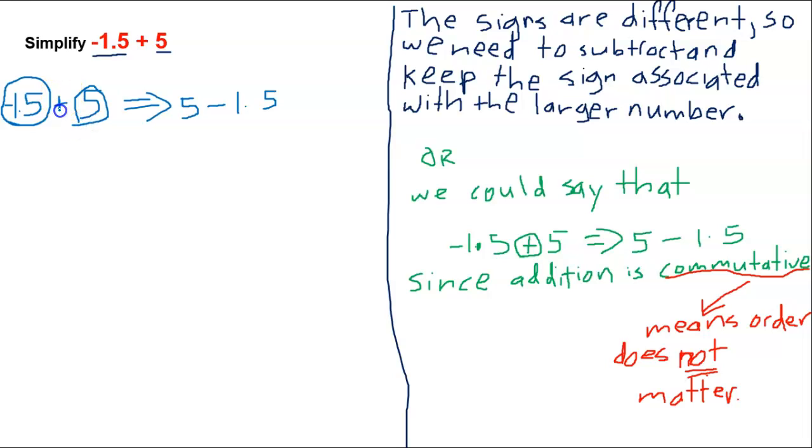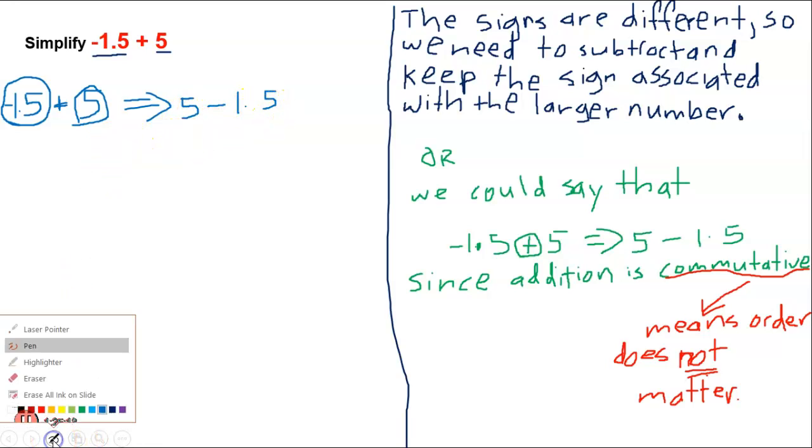So this is a sum expression. Since it's a sum expression, whichever number you put before or after the addition sign does not matter since it's addition. So rearranging this side, we get this side. So 5 take away 1.5.